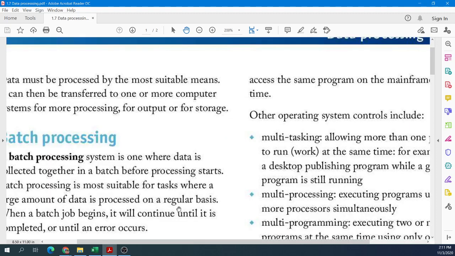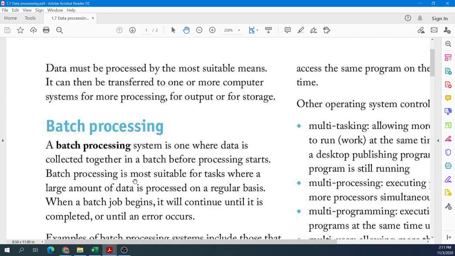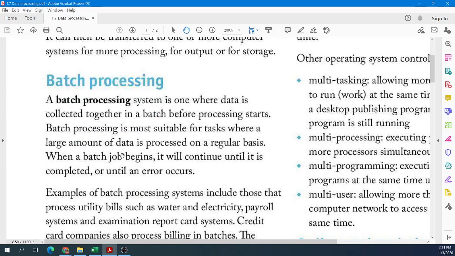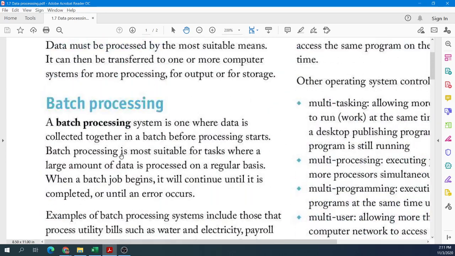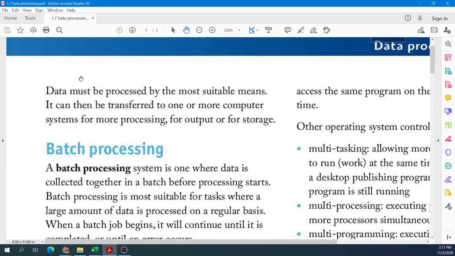So to get us started, we'll look at the first three paragraphs. Alright, let me read the first one. It says that data must be processed by the most suitable means. It can then be transferred to one or more computer systems for more processing, for output, or for storage.